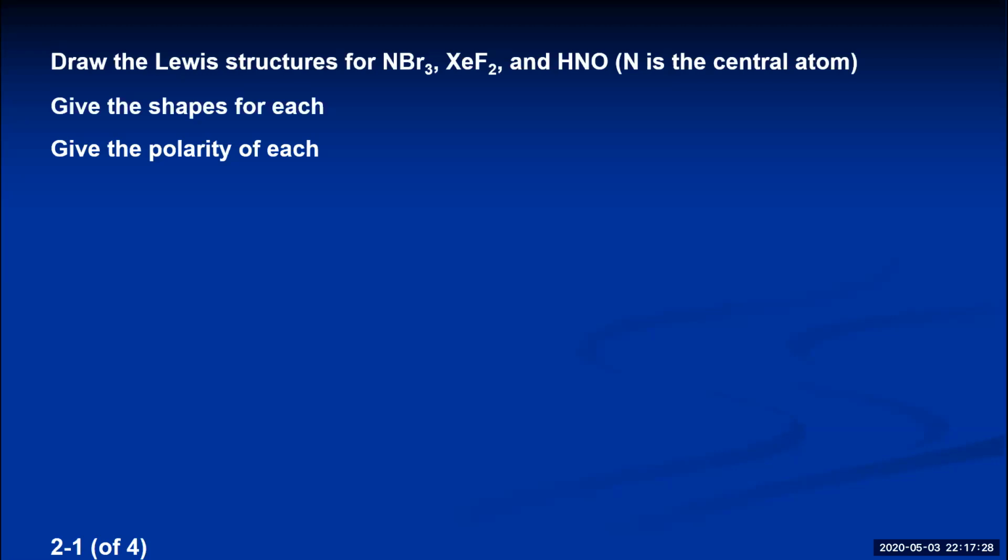First, for NBr3, if you're going to draw the Lewis structure for a covalently bonded molecule or covalently bonded polyatomic ion, you should first count up the valence electrons that will be found in the molecule. The valence electrons for nitrogen are 5, bromines are 7 each, and if you add up the total number of electrons from 1 nitrogen and 3 bromines, that would be 26 valence electrons.